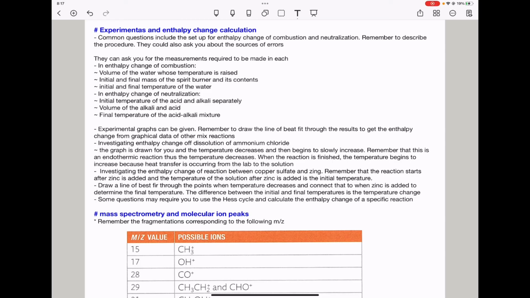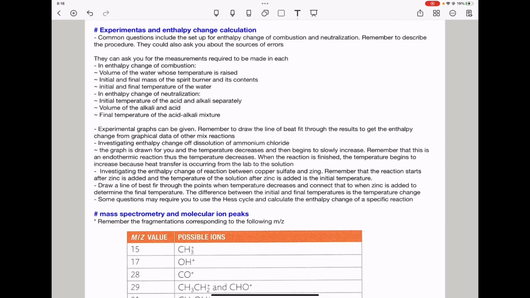Like in the enthalpy change of combustion, you need to measure the volume of water whose temperature is to be raised, and the initial and the final mass of the spirit burner and its contents. You also need to measure the initial and the final temperature of the water. In enthalpy change of neutralization, the initial temperature of the acid as well as the alkali are measured separately, and then you need to know the volume of the alkali as well as the acid. The final temperature of the mixture of the acid and alkali is also going to be determined. That is the solution after the reaction is done.